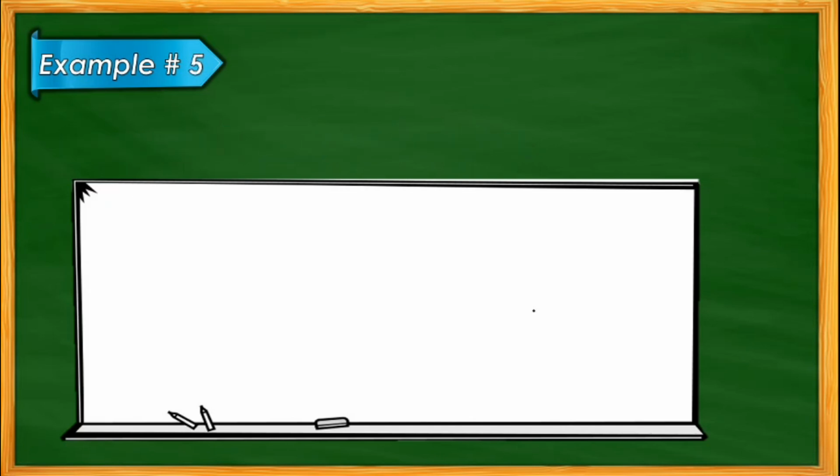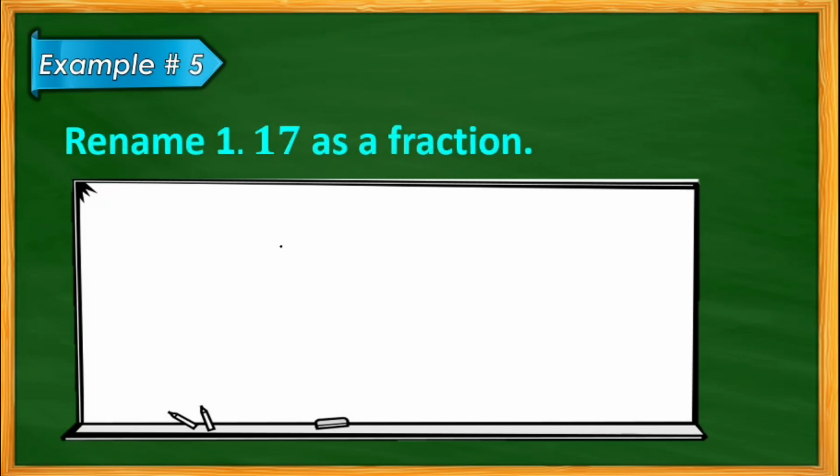Okay, for the last example, we have 1 and 17 hundredths. Like I said earlier, if we have a whole number, it is outside the fraction. And then the decimal part is in the numerator, so 17. And then 17 hundredths is in the hundredths place, so we have 100. So the final answer now is 1 and 17/100. So this would be the fractional form.